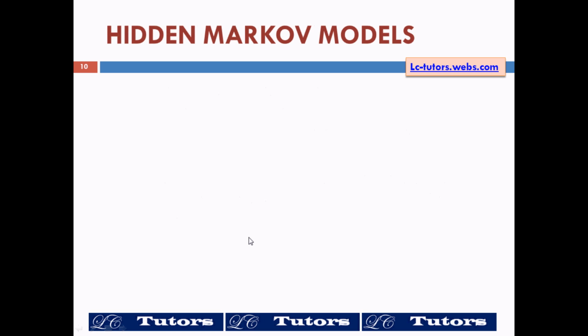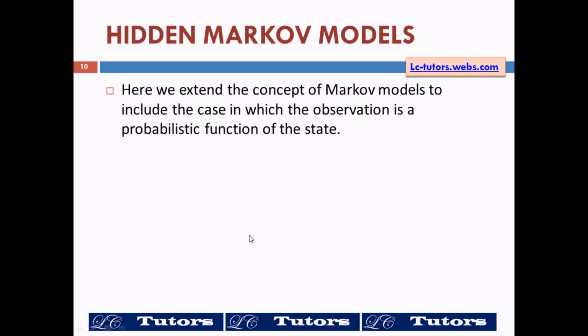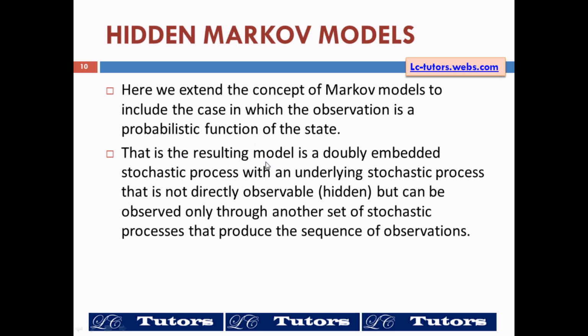Then we are going to look at something much more elaborate called hidden Markov models. Here we extend the concept of Markov models to include the case in which the observation is a probabilistic function of the state. That is, the resulting model is a doubly embedded stochastic process with an underlying stochastic process that is not directly observable, hidden, but can be observed only through another set of stochastic processes that produce the sequence of observations.